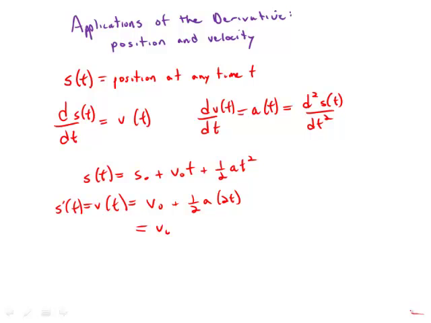And of course that simplifies. The 2 and the 1/2 cancel. So this is v0 plus at. And this is a familiar formula for the velocity at any time. So this is one example of where derivatives can be helpful.